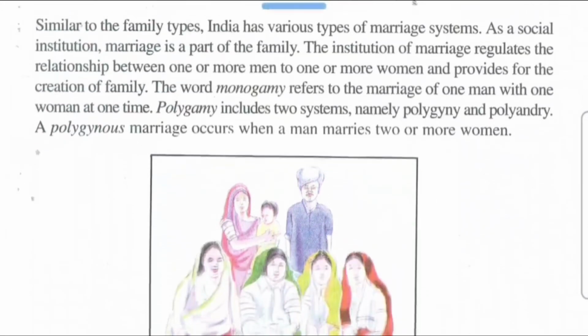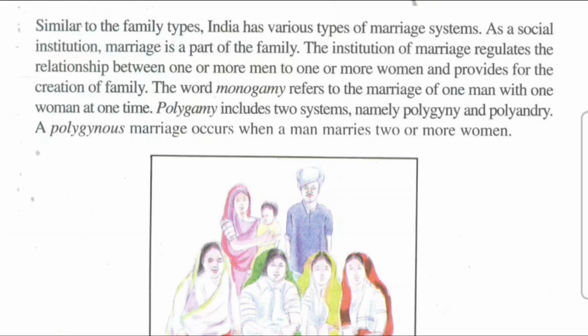As a social institution, marriage is a part of the family. The institution of marriage regulates the relationship between one or more men and one or more women and provides for the creation of family. The word monogamy refers to the marriage of one man with one woman at one time. Polygamy includes two systems, namely polygyny and polyandry. A polygynous marriage occurs when a man marries 2 or more women.